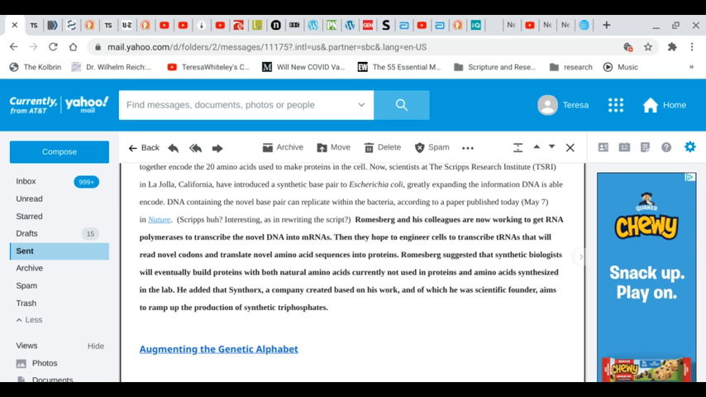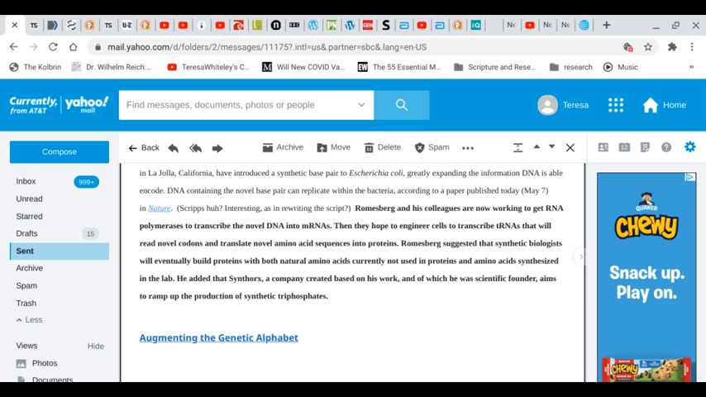Romesberg and his colleagues at Scripps are now working to get RNA polymerases to transcribe the novel DNA into messenger RNAs. Then they hope to engineer cells to transcribe the transfer RNA that will read novel codons and translate novel amino acid sequences into proteins. Romesberg suggested that synthetic biologists will eventually build proteins with both natural amino acids currently not used in proteins and amino acids synthesized in the lab.